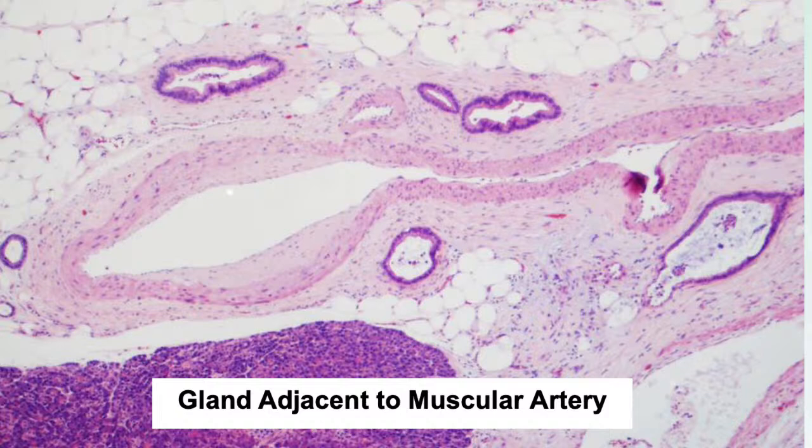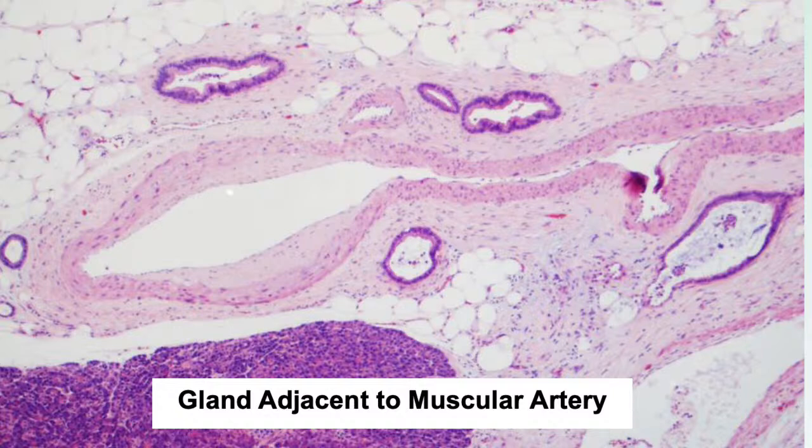Now, in addition to these features of the glands or the cytology, the relationship of the glands or the ducts to other structures in the pancreas can help you distinguish pancreatic ductal adenocarcinoma from chronic pancreatitis. Having glands next to muscular arteries is highly suggestive of pancreatic ductal adenocarcinoma, that these glands are malignant, because in chronic pancreatitis, the glands should be nowhere near the muscular arteries.